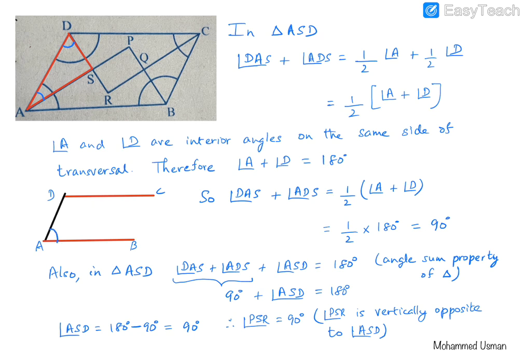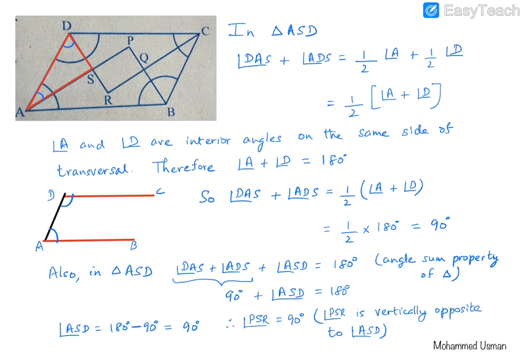So angle A here and the angle D here, which is given by this dark blue angle here, angle A and angle D. These are interior angles which are lying on the same side of the transversal. In this case, they are on the right hand side of the transversal. So therefore, from our property that the interior angles on the same side of a transversal add up to 180 degrees.